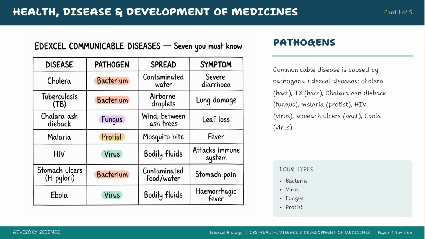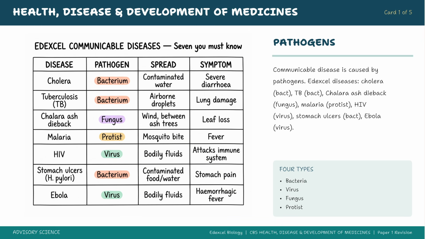Stomach ulcers are caused by a bacterium called Helicobacter pylori, or H. pylori for short, and this is spread through contaminated food and water and causes stomach pain and internal bleeding. Ebola is a virus spread through bodily fluids, and that causes severe bleeding and fever.